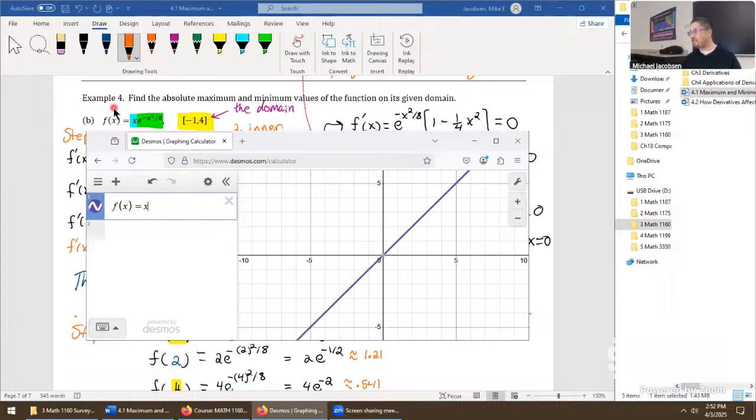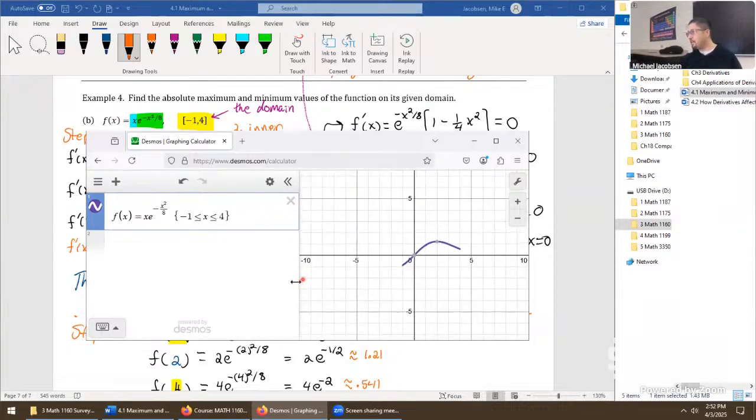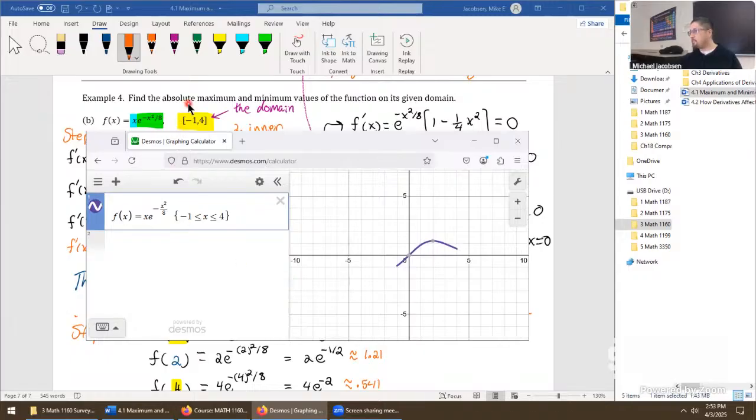So let's take in f of x, x e power negative x squared over 8. Let me see if I did that right. Negative x squared, there we go. Divide by 8, that's how it should have been. This has a specific domain, so we'll say negative 1 less or equal to x, less or equal to 4. And it looks like we've got that whole function inside. So from negative 1 to 4, yeah, I think we've got it.